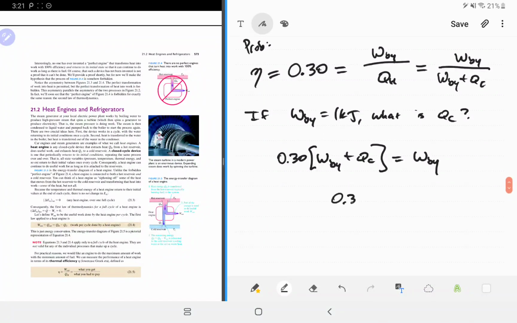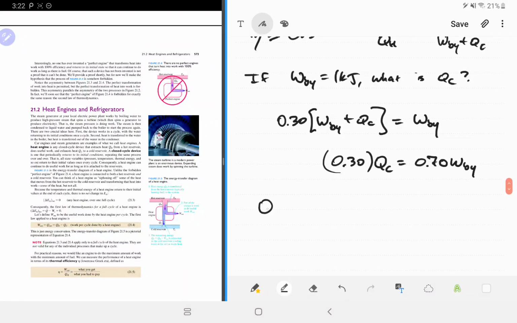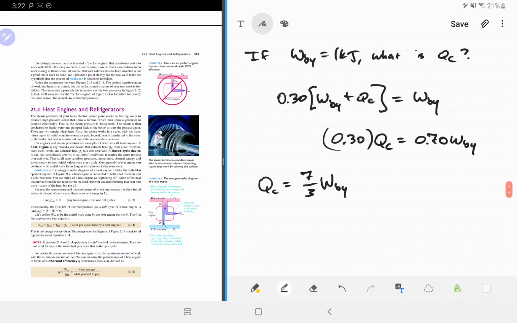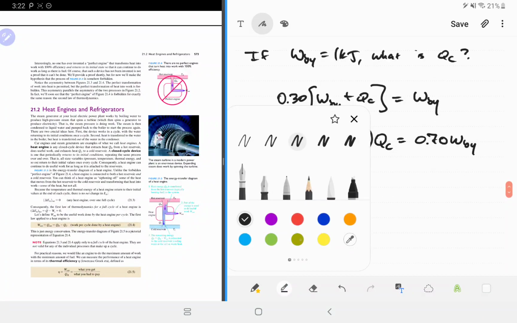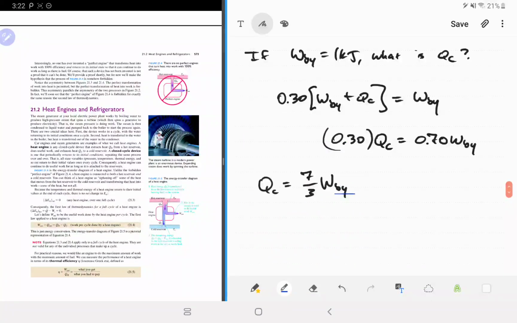It looks like 0.30 QC is equal to 0.70 times W by. So QC is 7/3 times W by. So the answer to our question is, if I plug in 1 kilojoule for W by, I get 7/3 kilojoules for QC.